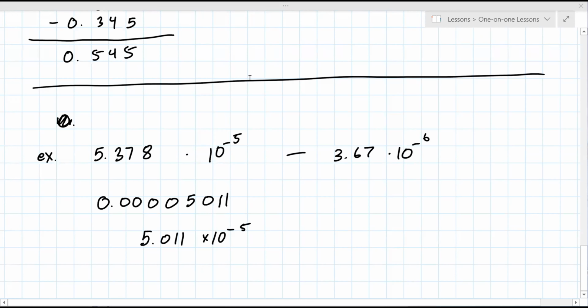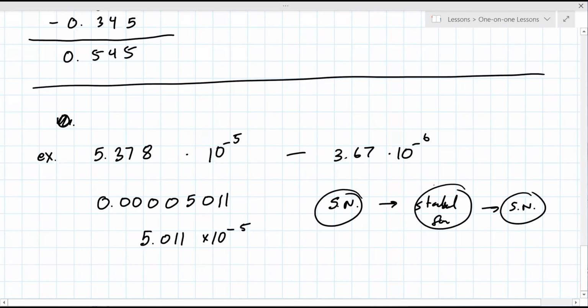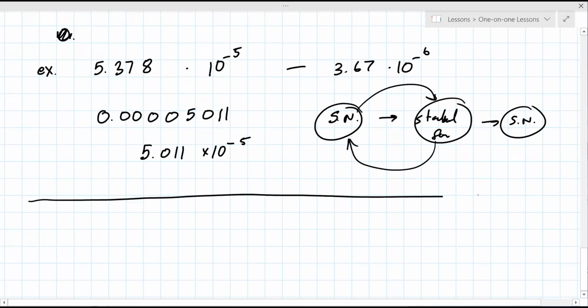So you have to finish out the steps here. With scientific notation, you go to standard form, and then you go back to scientific notation. They call this closing the loop: you go there and then you come back here. So it is a little different from multiplication and division. Do you want to cover that? Yes, please. Okay.